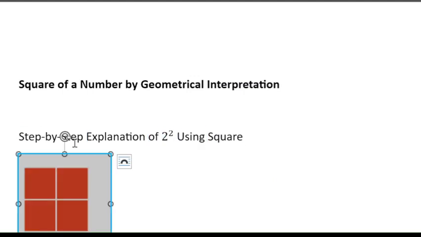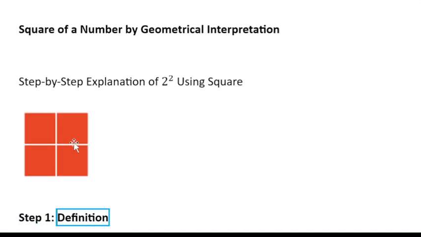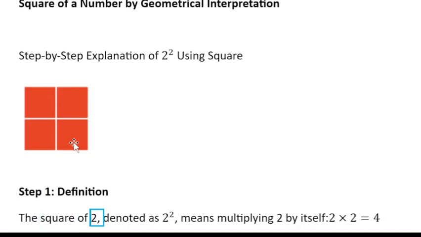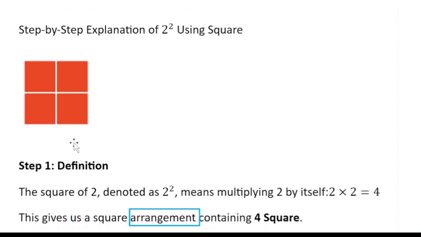Picture 42. Step 1. Definition. The square of 2, denoted as 2 squared, means multiplying 2 by itself. 2 times 2 equals 4. This gives us a square arrangement containing 4 squares.